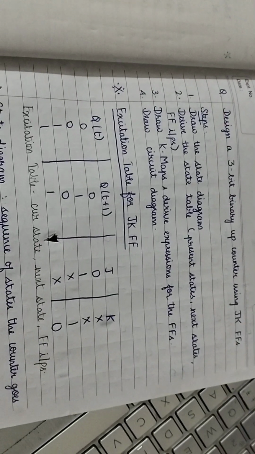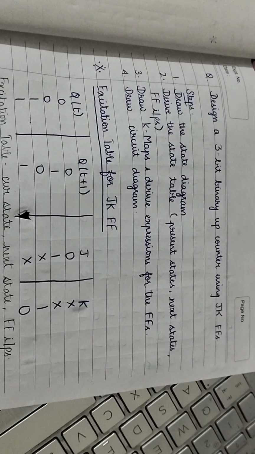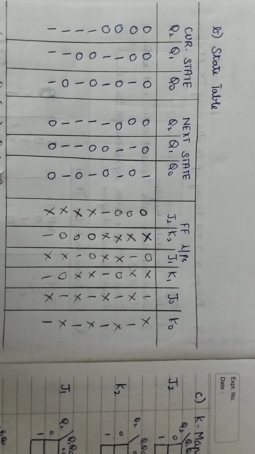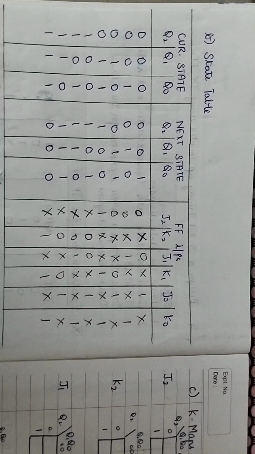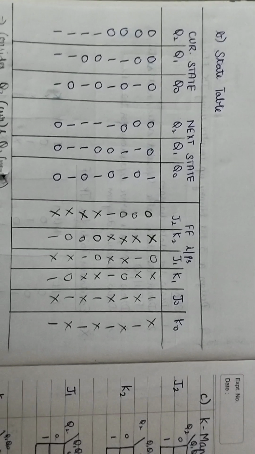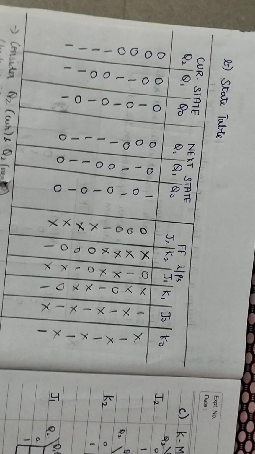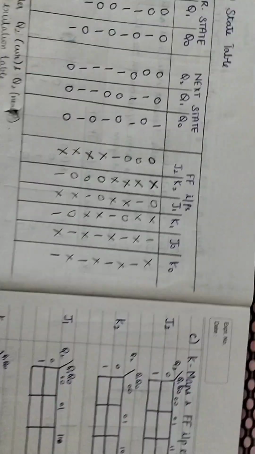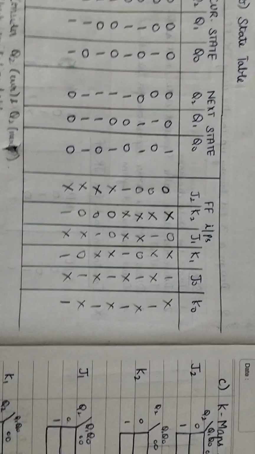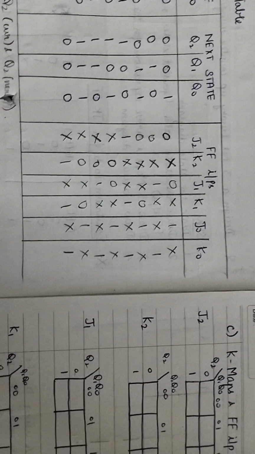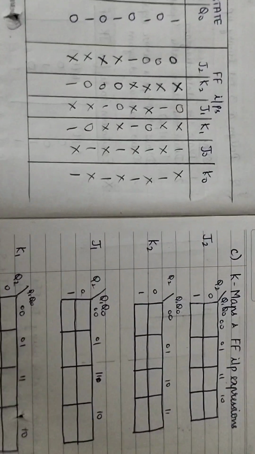Moving on, our step 3 asks us to draw K maps and derive expressions for the flip-flops. So ultimately that's what we need, right? We need an equation or an expression for the J2, K2, J1, K1, J0, K0 in terms of these Qs and zeros and ones. So we will try to do that. Let us start with J0 and K0 because they are the simplest.